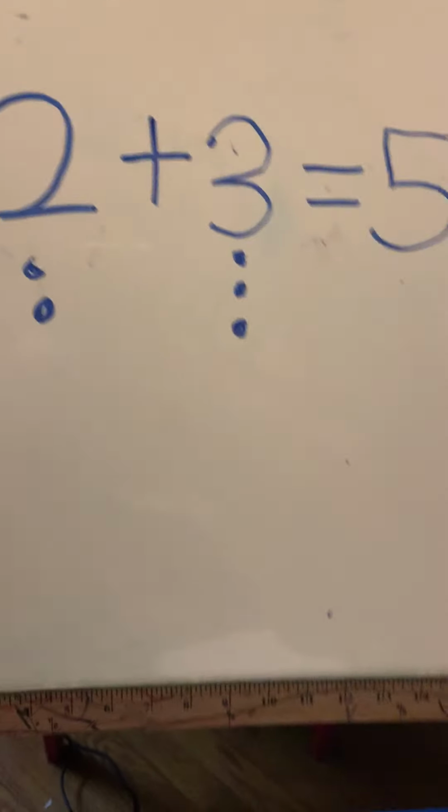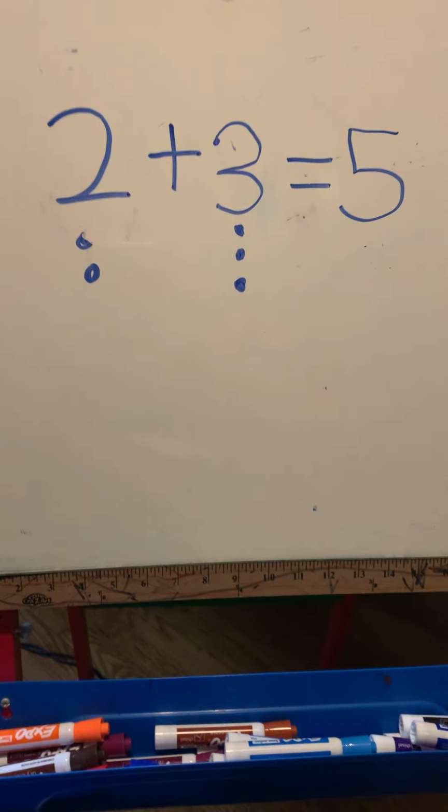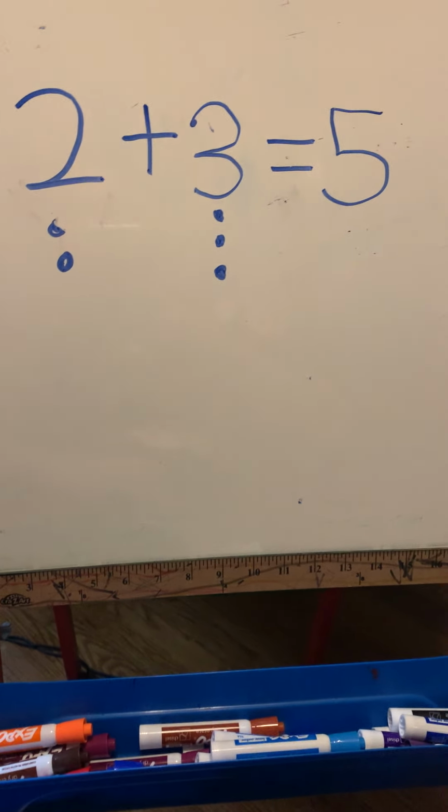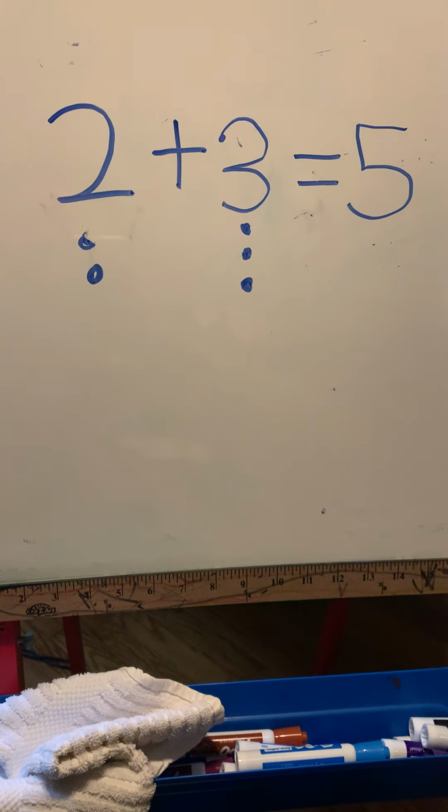Okay, if you have some objects in your house and you would like to use objects instead of drawing the circles, that would be a great idea. If you don't have objects, you can take a piece of paper and rip it into little pieces. I just want to caution you that if you do that, you need to ask your parents if paper is okay to do that. You don't want to rip up anything important.